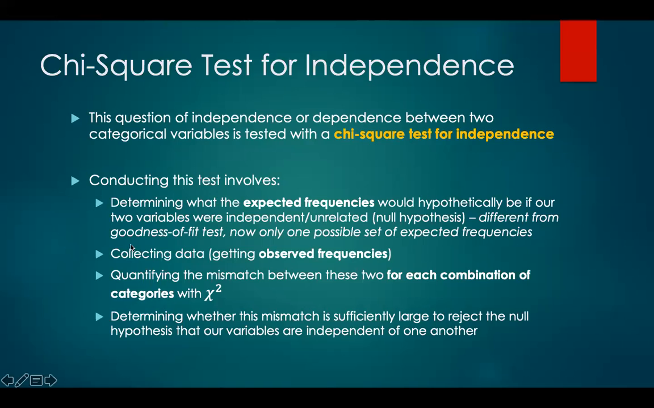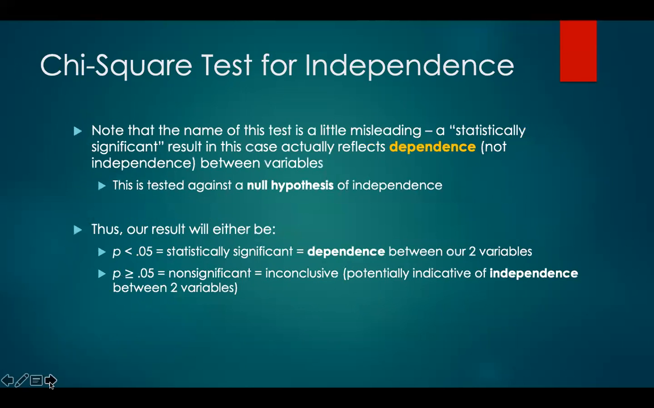And we also have to collect data to obtain our observed frequencies, then quantify the mismatch between these two for each combination of categories with chi-square. Determining whether this mismatch is sufficiently large to reject the null hypothesis that our variables are independent of one another.